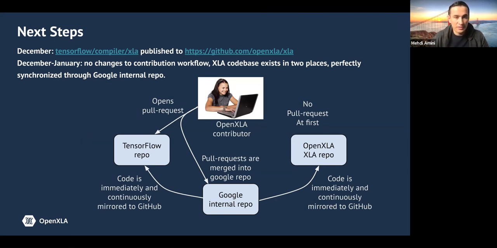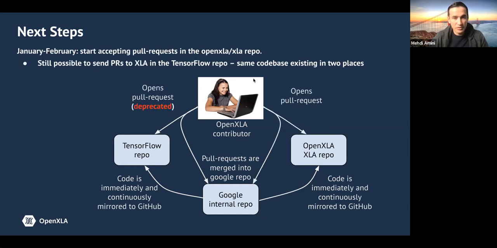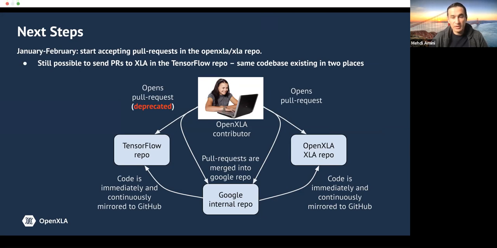And that's going to probably last until January because we don't expect to make big changes over the break. Next slide. Now in January, what we plan to change is that we're going to open a pull request to the OpenXLA repo with some basic CI. And so you will be able to start contributing directly to the XLA repository, and we're going to merge those pull requests the same way as we merge pull requests from the TensorFlow repo.